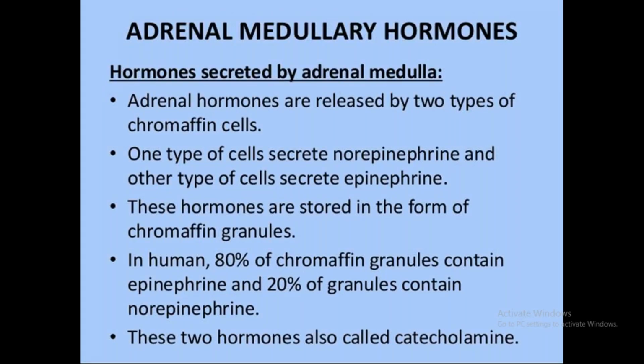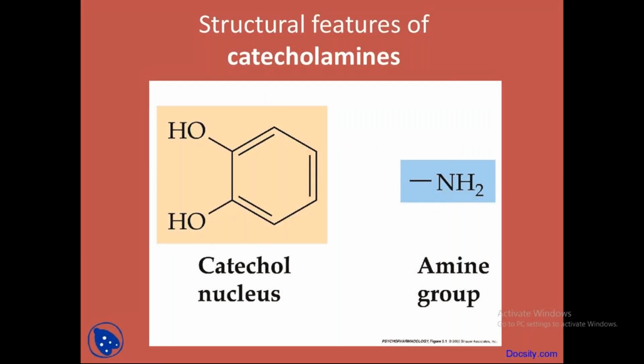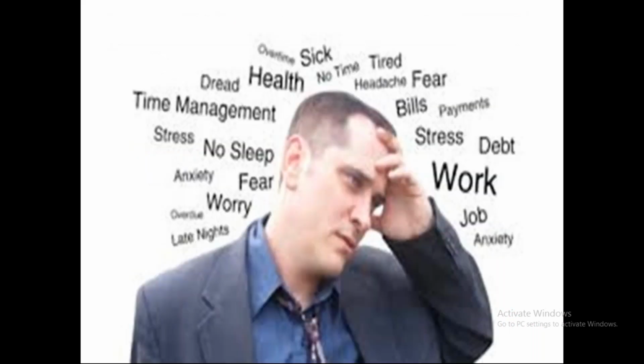These medullary hormones are released by two types of chromaffin cells. One type secretes norepinephrine, and the other type secretes epinephrine. These hormones are mainly stored in the chromaffin granules. In humans, 80% of chromaffin granules contain epinephrine, and 20% contain norepinephrine. Together, epinephrine and norepinephrine are called the catecholamines. Catecholamines contain a catechol nucleus and an amino group, and tyrosine is the source for their origin.